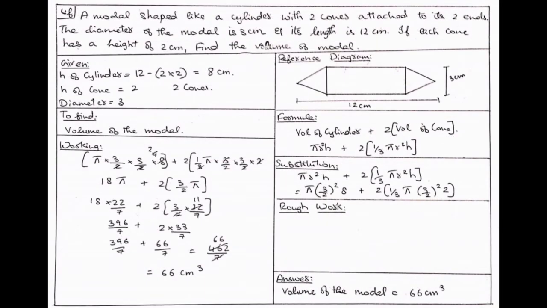The question is, a model shaped like a cylinder with 2 cones attached to its ends. The diameter of the model is 3 cm and its length is 12 cm. If each cone has a height of 2 cm, find the volume of the model.